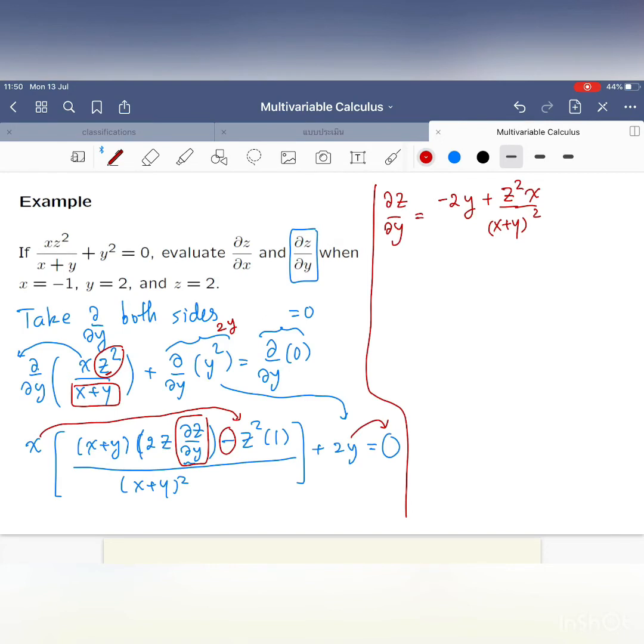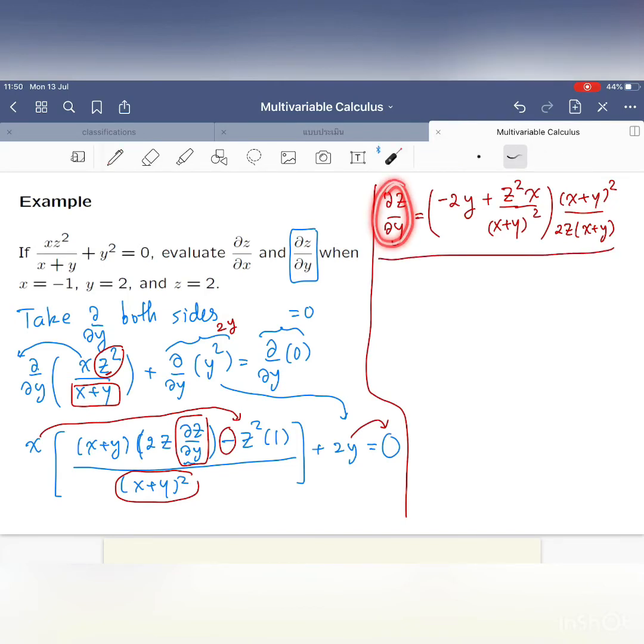Then you are going to cross multiply to get rid of this one. So you cross multiply by (x + y squared) over the cross multiplication on the bottom of 2z and x plus y. However, usually we are not going to ask this kind of thing, but we are going to ask for the derivative at a particular fixed point. So here, if your x is -1, your y is 2, your z is 2, you just plug it in there. That will be a lot easier.